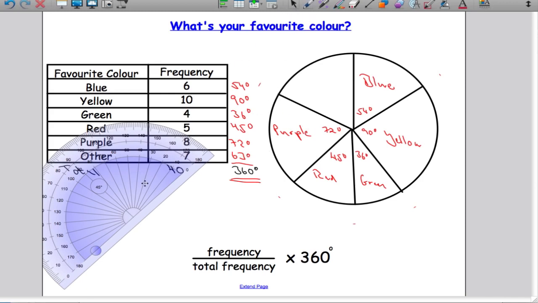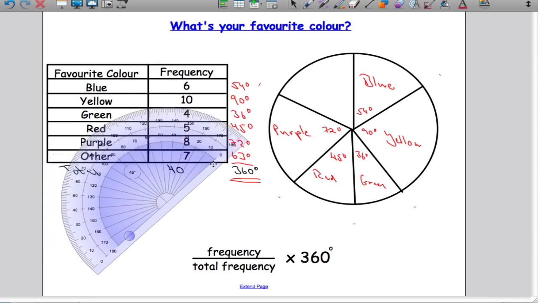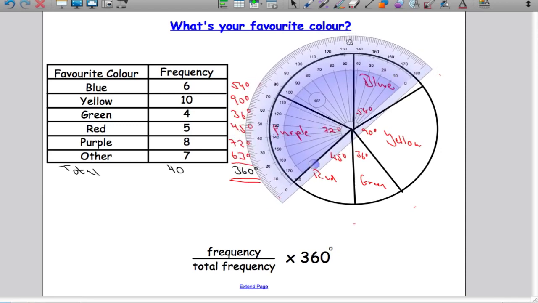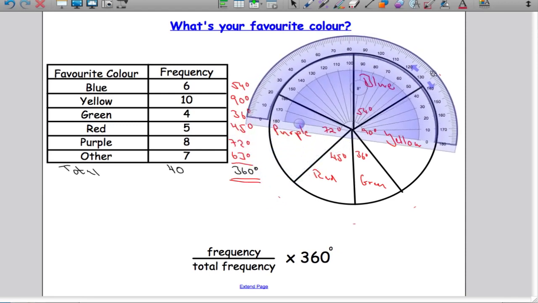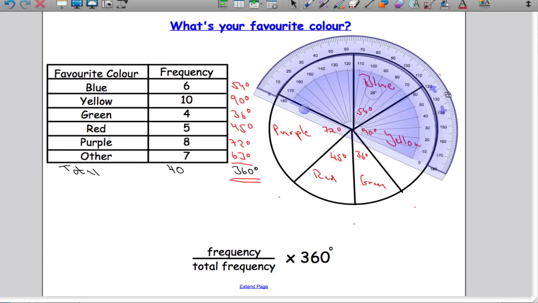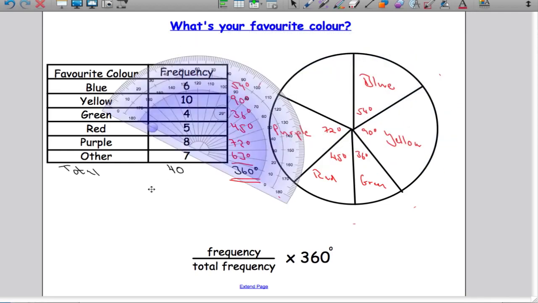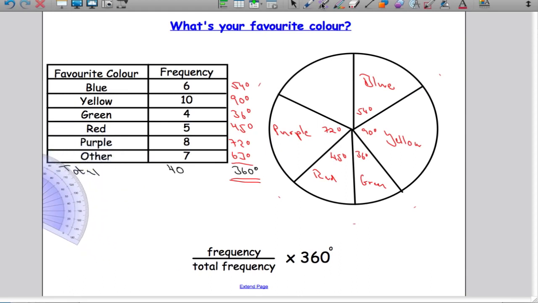Final one, 63 degrees. Let's just check we're right. This should be 63 degrees or thereabouts. You will be given a little bit of leeway in the exam, of course, but let's just check. It should be around about 63 degrees. Well, there's 60 degrees there. Yeah, around about 63 degrees, so that's absolutely spot on. I'll take that. So 63 degrees and other. And that is how you draw a pie chart.